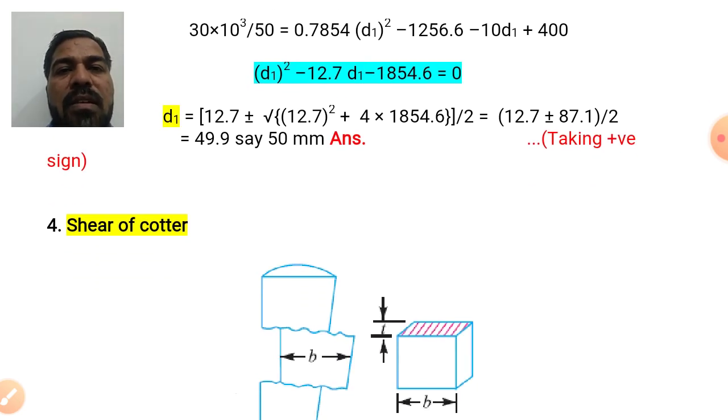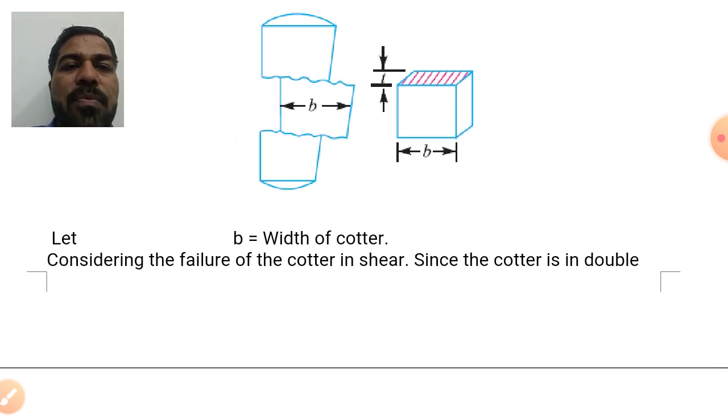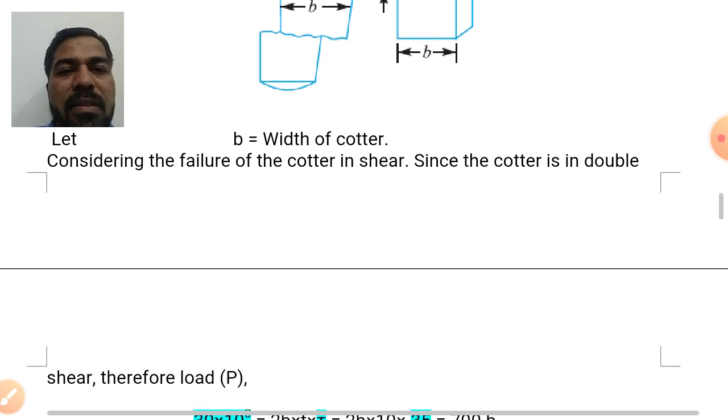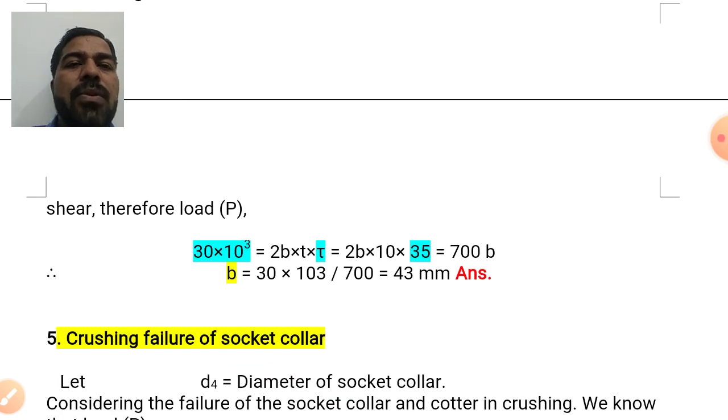So here, shear failure of cotter. Let us assume B is the width of the cotter. Consider the failure of cotter in shear. Since the cotter is in double shear, therefore load P is equal to 30 into 10 the power 3 is equal to 2B into T into tau. So here in this equation we will put the value of tau and T. After this we will obtain the value of B is equal to 43 mm.